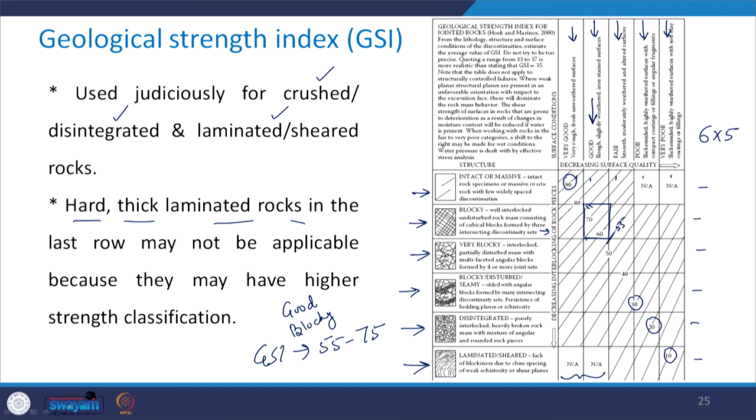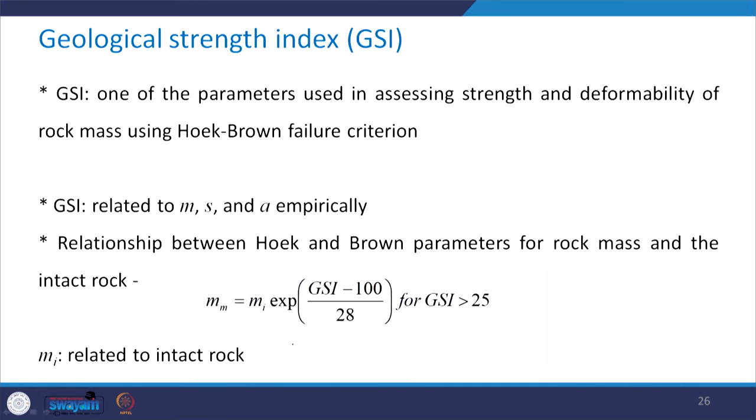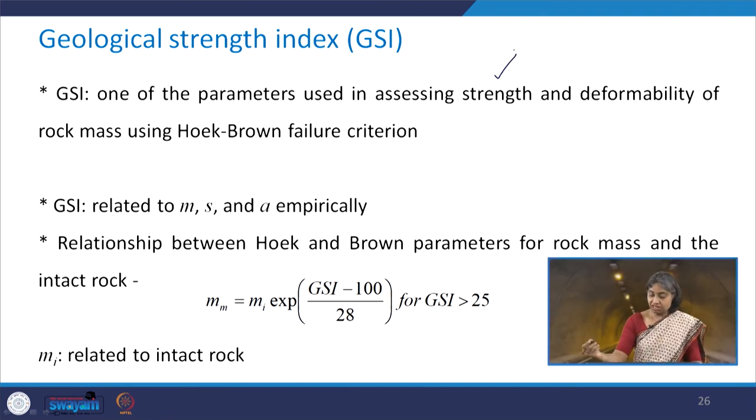So, you will never get a particular value, or one value, if you want to get the GSI value. It will always be a range based upon the surface quality and the structure of the rock mass. Now, this GSI is one of the parameters used in assessing the strength and deformability of the rock mass using the Hoek-Brown failure criterion, which is quite widely used for intact rocks as well as for rock masses. The parameters of the Hoek-Brown failure criterion, we will learn in subsequent classes. These parameters include m, s and a.